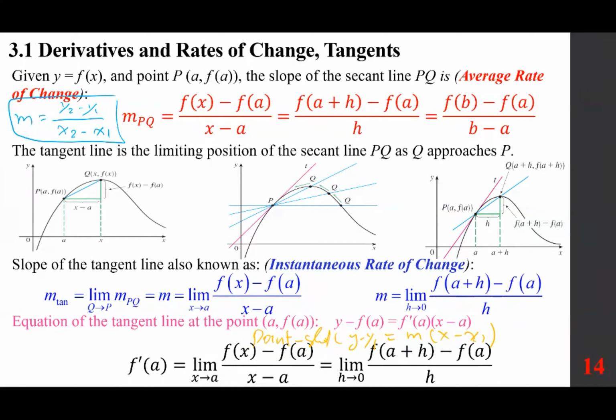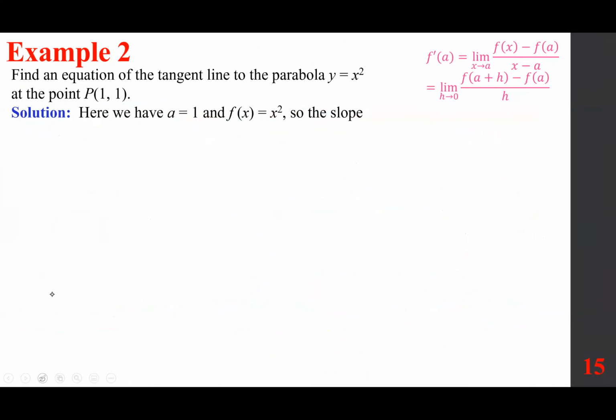Y minus y sub 1 equals m times x minus x sub 1. So let's find the equation of a tangent line, and we have to use the definition for the sake of the section. And we can use one of those. In fact, for practice, again, I'm going to use both. So if we use this one, we replace the f of x with x squared, and by the way, a, of course, is the x coordinate of the pair.